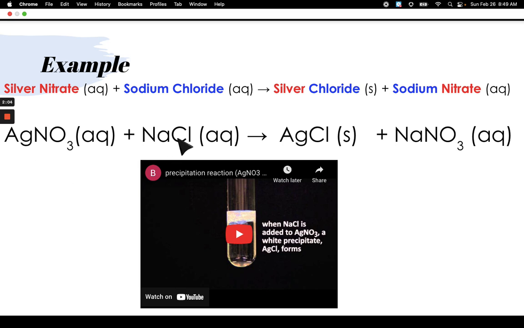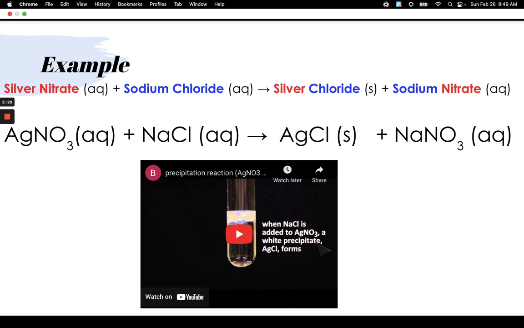Silver goes with chlorine. And again, we don't have to worry too much about the balancing because silver, nitrate, sodium, and chloride are all +1 and -1 ions. So they all go together with a 1-to-1 ratio. So silver replaces sodium, and so the outer would be silver chloride, and the inner, sodium replaces silver. The inner would be sodium nitrate. And this would be your balanced reaction.